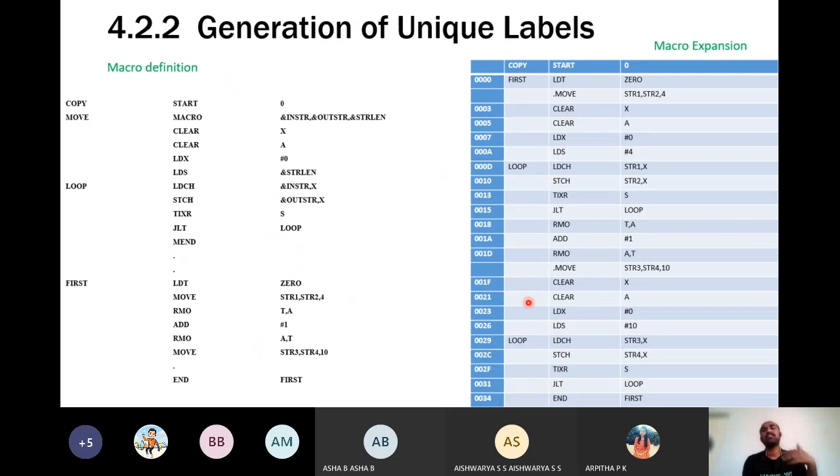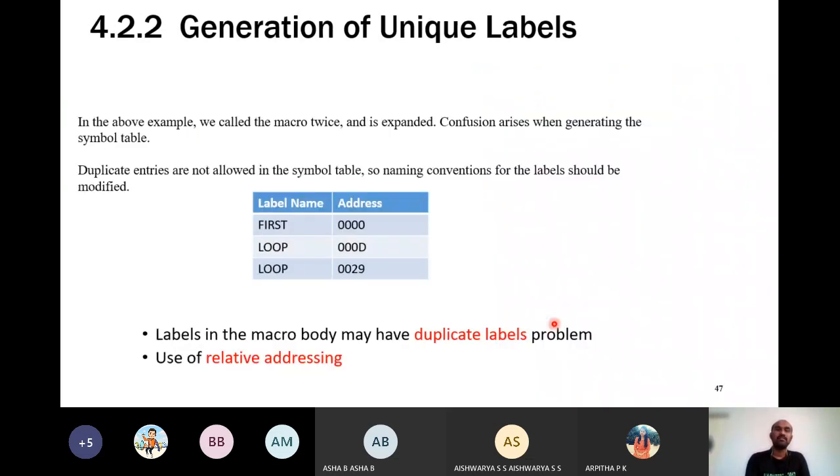If the same label is repeated multiple times and you give this as input to the next assembler, your assembler cannot handle it, because the same symbol is going to repeat multiple times in the symbol table with different addresses. Understand, this is a symbol table. So that problem can be solved in two ways.